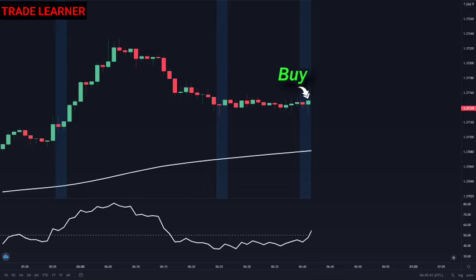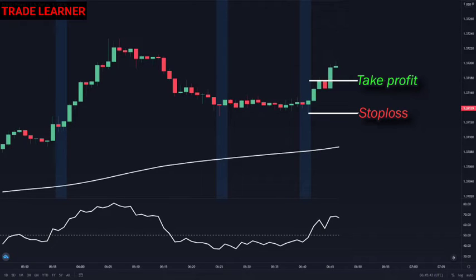Now for your stop loss, you set it below your entry candle here. And for your profit target, you set it at 2 times your stop loss. And so as you can see, this trade ended up being profitable. Let's look at another example.